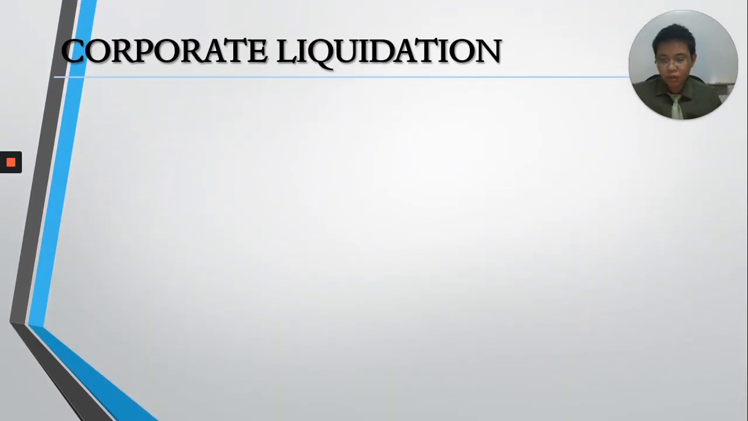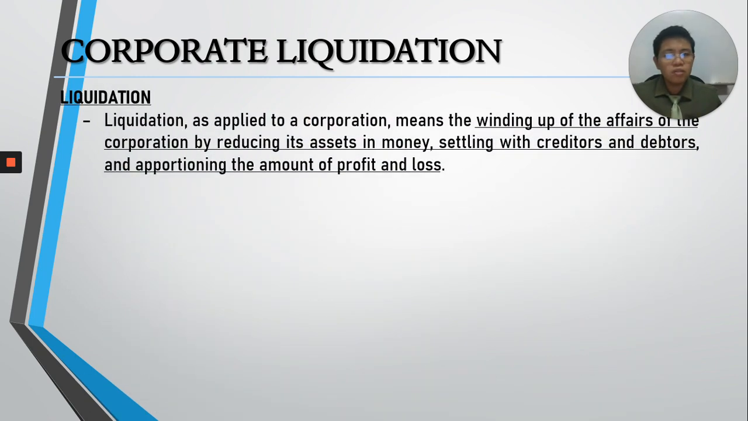How about a corporate liquidation? In corporate liquidation, remember, winding up of affairs of the corporation by reducing assets to money, settling with creditors and debtors, and apportioning the amount of profits and losses. So, in liquidation, remember, it will consist of adjusting all debts and claims and collecting all that is due to the dissolved corporation. Also, it will include settlement and adjustment of the claims against the corporation and payment of the debts.